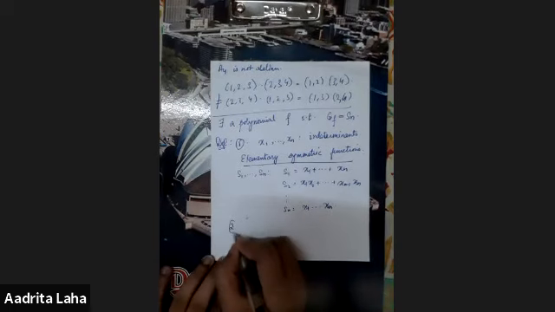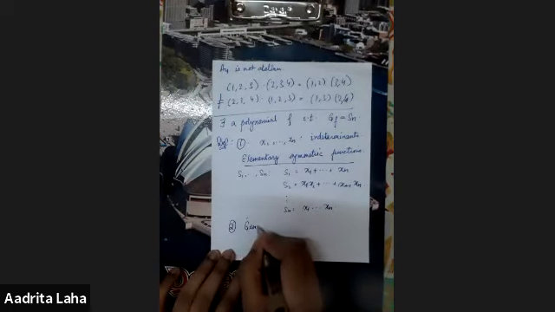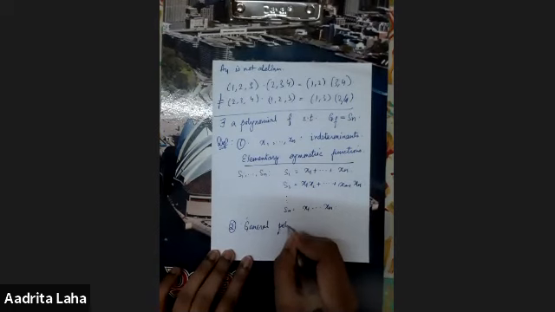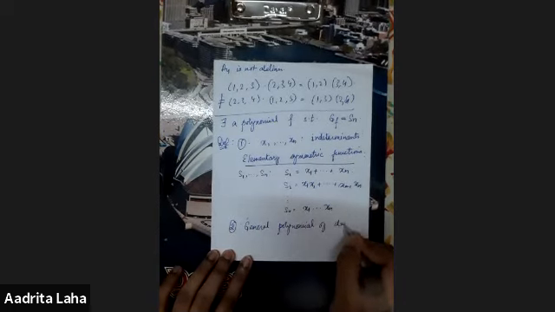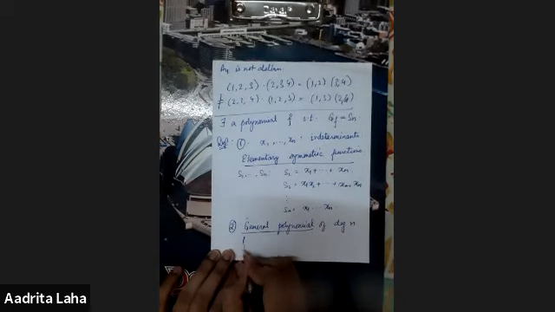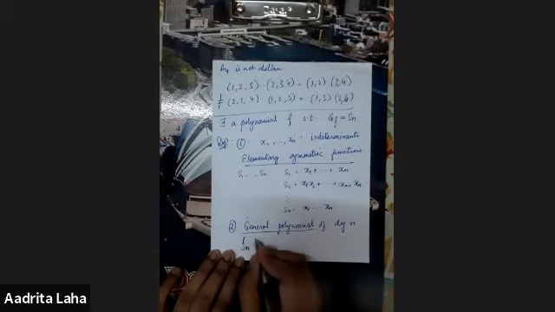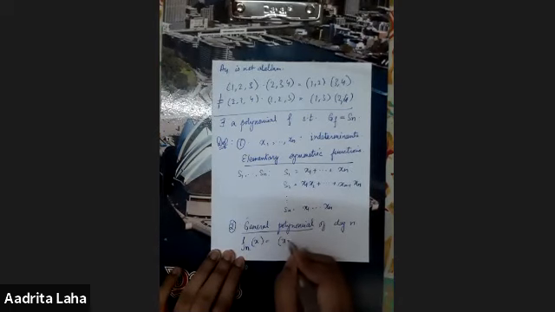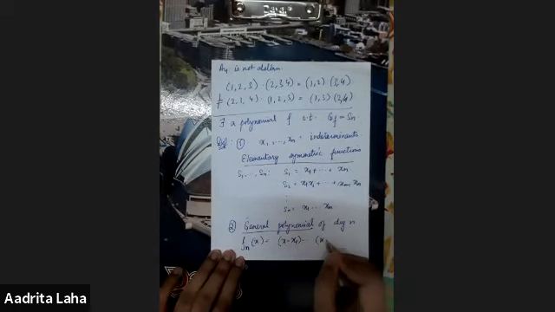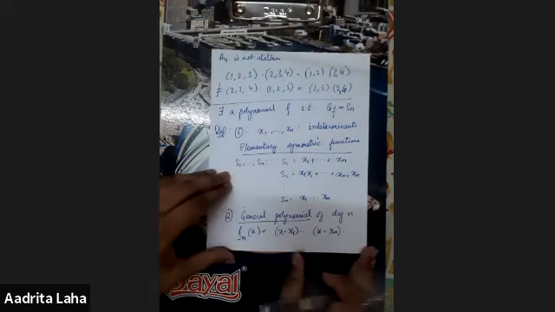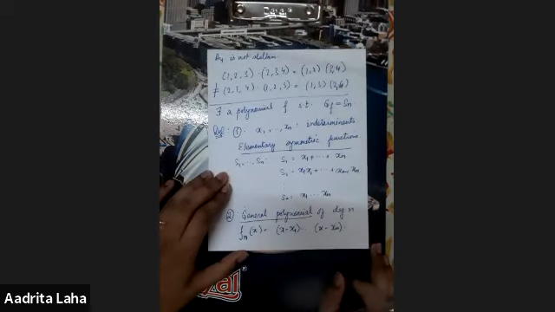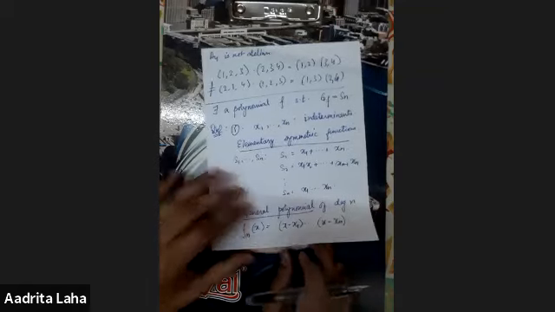The second definition is the general polynomial of degree n. We denote it by Fn. Fn of x is (x minus x1) up to (x minus xn). So this is a polynomial of degree n with the roots x1 up to xn. Now clearly we can see that we can write the general polynomial in terms of the symmetric functions.